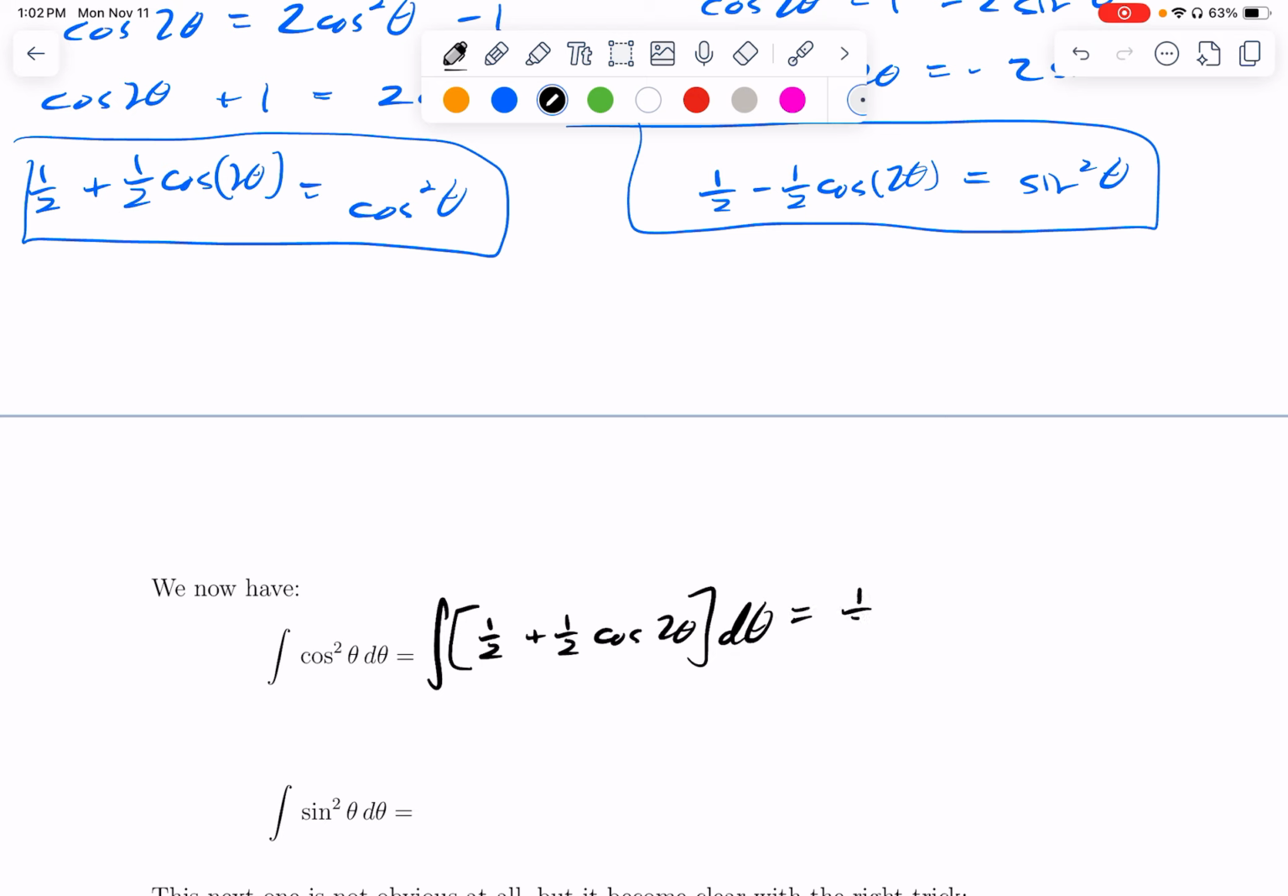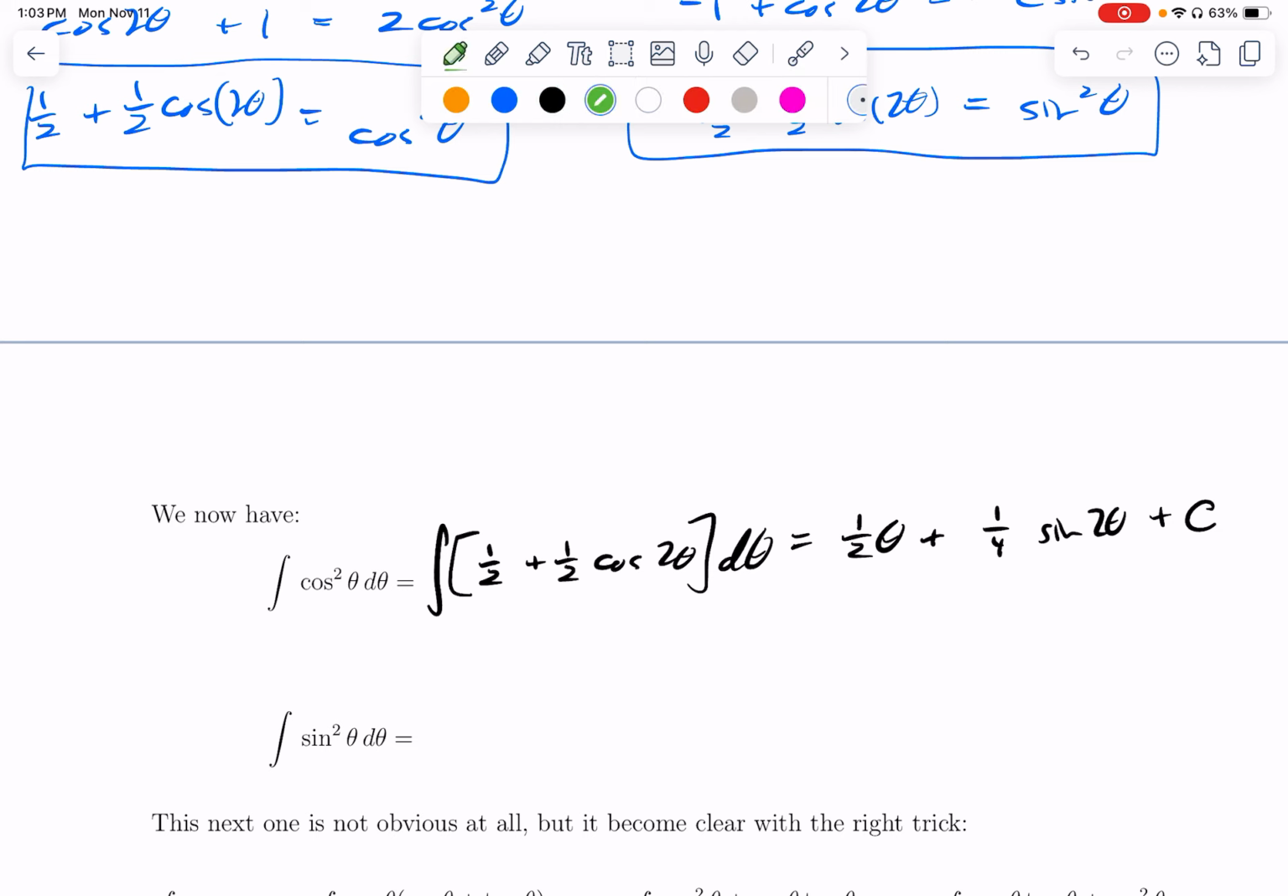Integral of 1/2 is 1/2 theta. Integral of cosine 2 theta, well, that would involve a sine 2 theta. There's already a 1/2 there, and then there's a 2 we would need to cancel from the chain rule. So it would look like that. Right, let's just double check. If we take the derivative of this, we get cosine of 2 theta times 2. 1/4 times 2 gives us the 1/2.